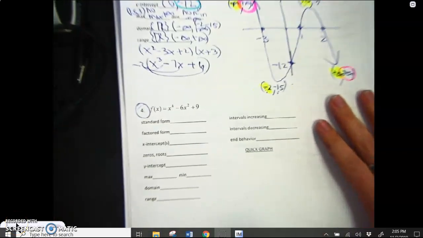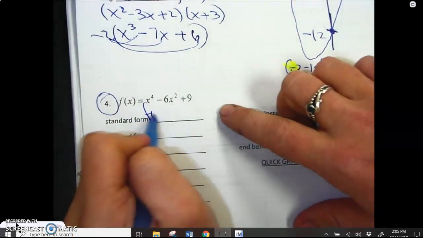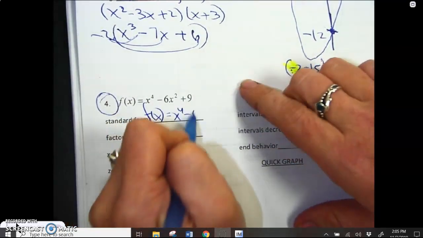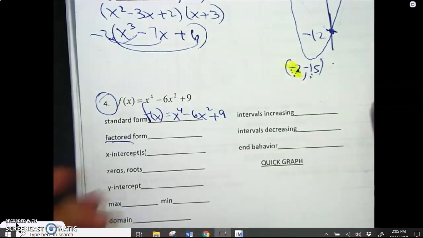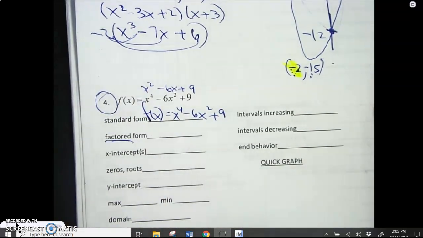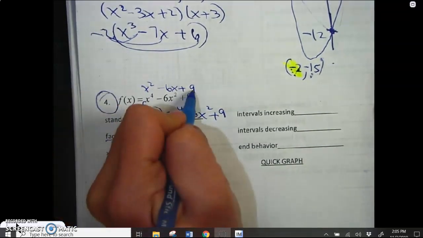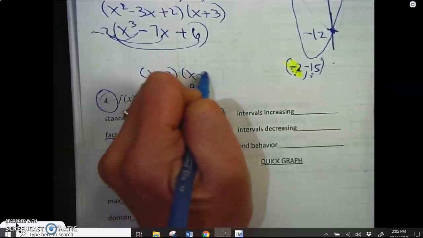Okay, so let's look here, zoom it in, number 4. It's already in standard form. Great, that's the more difficult one sometimes because it takes a long time. So now I need to factor it. That reminds me of x squared minus 6x plus 9. And if I factor that, two numbers that multiply to get 9 and add to 6 are 3 and 3.